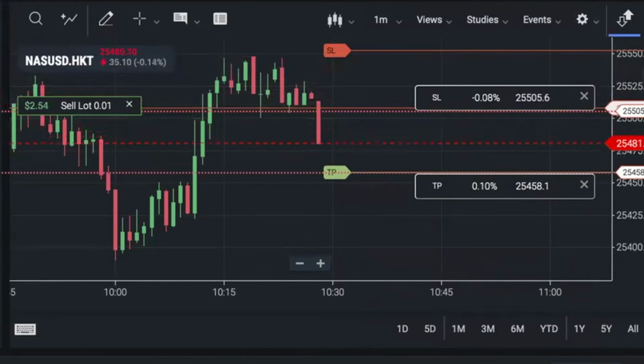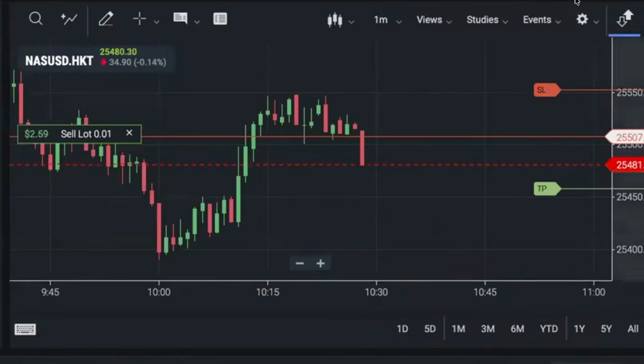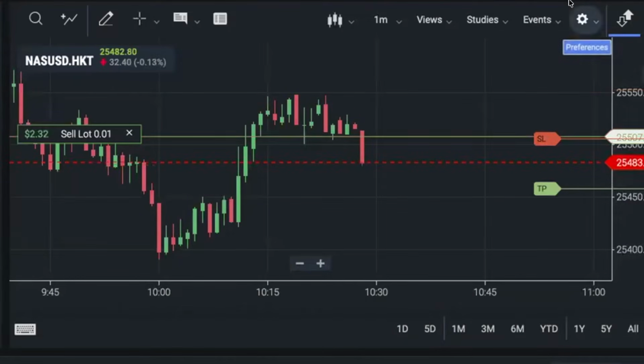Okay, and now we can see that price has left the zone, so we know that it's okay to move our stop loss down to break even, or at least far enough to cover the commission.